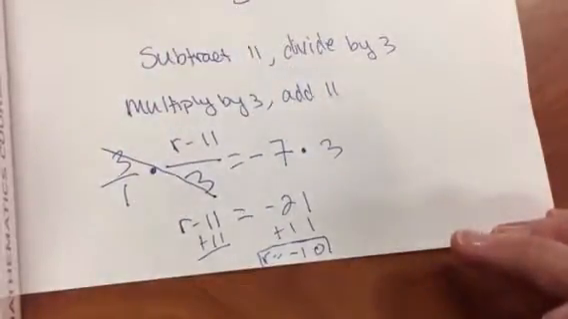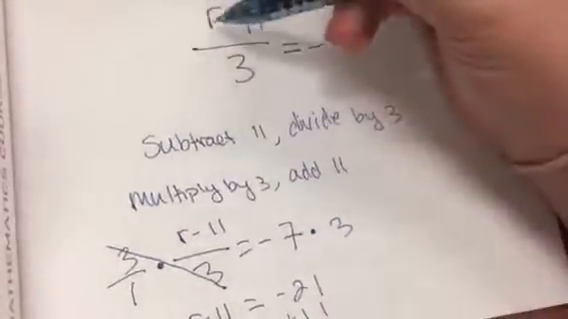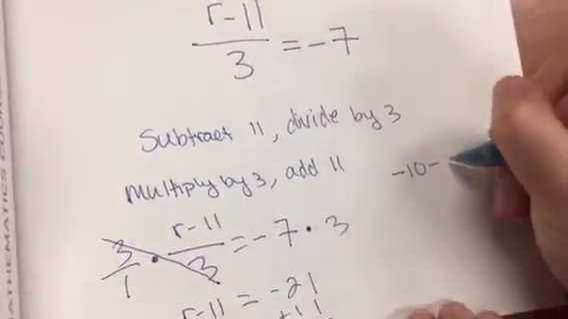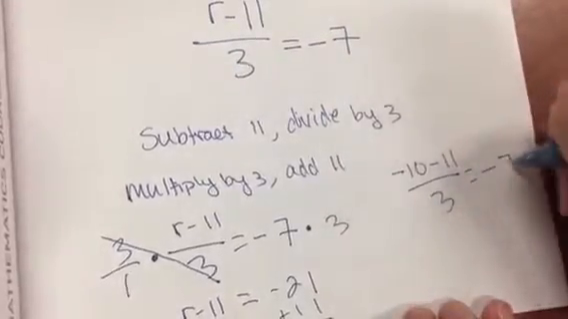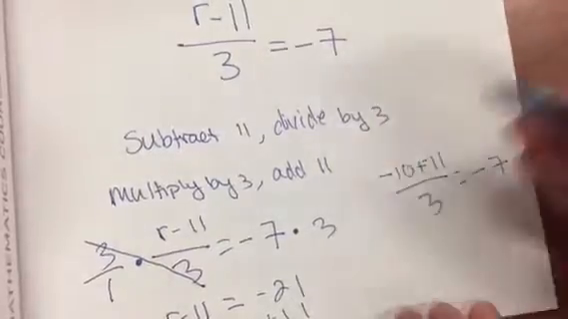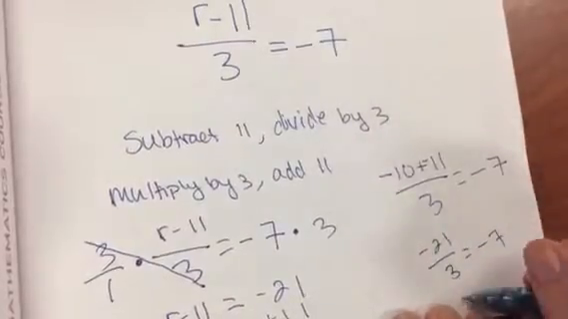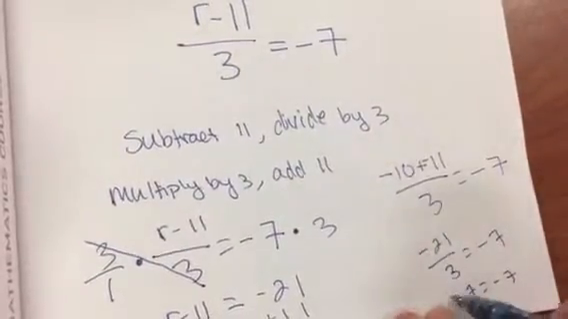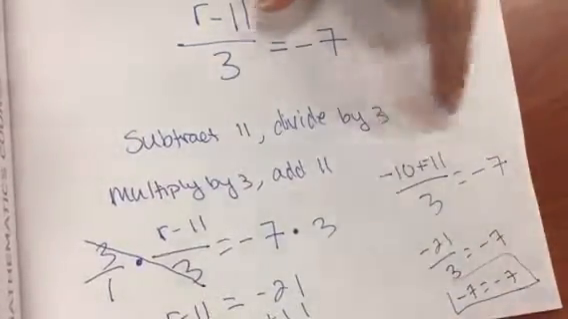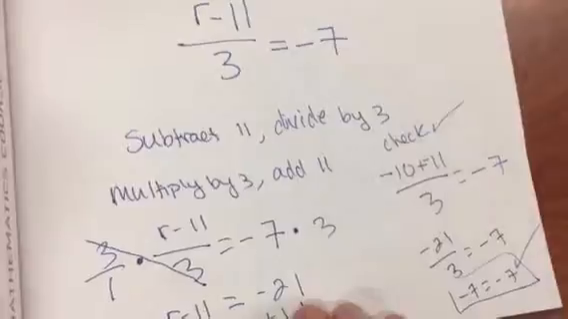One cool thing about equations is you can always check your answer. I always recommend it. So you can plug that r equals -10 in here. So we've got -10 minus 11 over 3 equals -7. If it does not equal, then something's wrong. So let's check to see. -10, keep, change. I get -21 over 3 equals -7. -21 divided by 3 is -7, so -7 equals -7. Whew, we got it right. See how that became -7 equals -7? That means we did everything right. This is how we check our work.